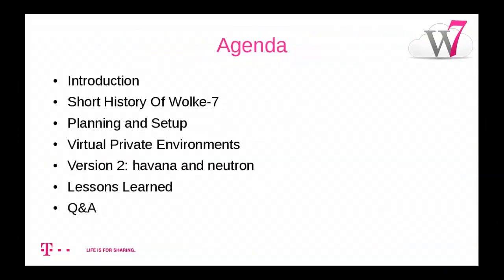So what I'm going to talk about is a short history of our project. We're calling it Wolke 7, which is a German term. Wolke is the translation of the English cloud. And when we say Wolke 7, it's basically what is cloud 9 in English.